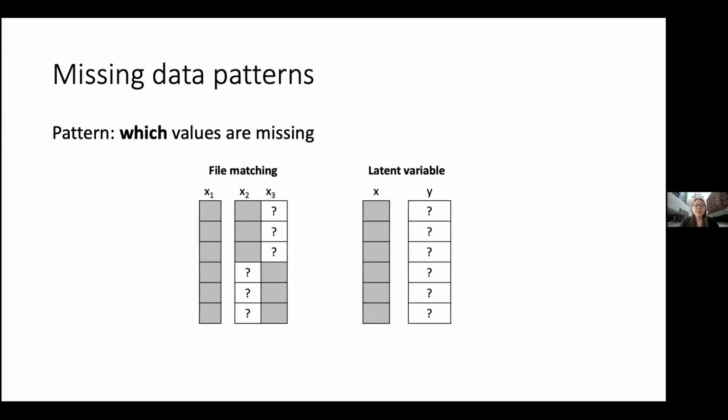Next, we can have something called the file matching pattern. So this results from merging files that have a common variable, but the other variables don't actually match. And then finally, latent variables are essentially a missing data pattern. If you're not familiar with what a latent variable is, it's an unobserved variable. We can't actually measure this. We infer it from observed data, and therefore it is a missing data problem that we can analyze as such.